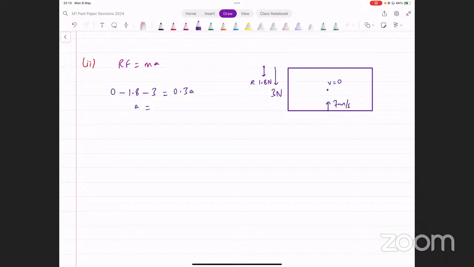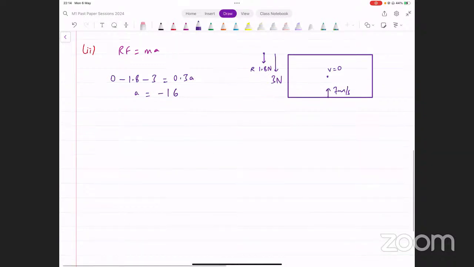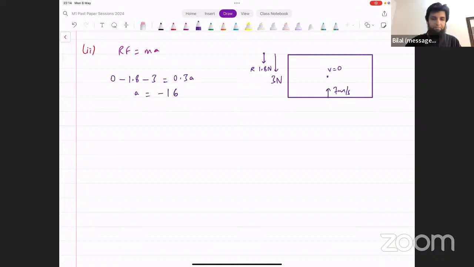Let's figure this out. Minus 4.8 divided by 0.3. Acceleration turns out to be minus 16. So the A value is minus 16. Okay, calculator. A is minus 16. So I have my calculator back now. Finally. Okay, A equals minus 16. This is what we've got.